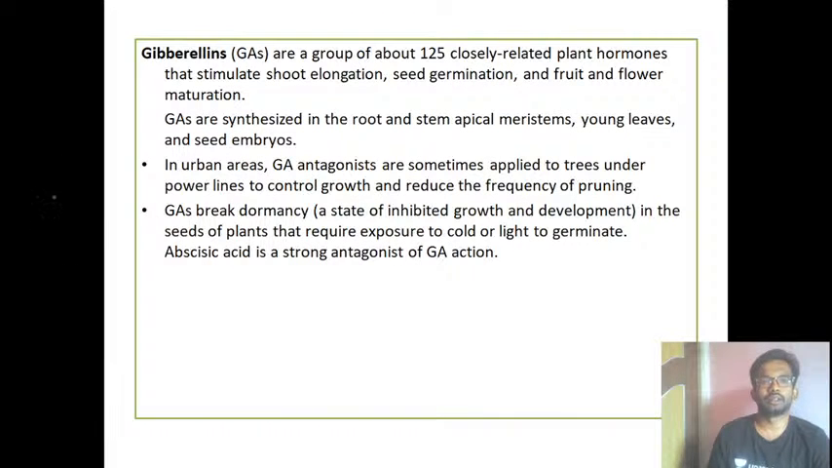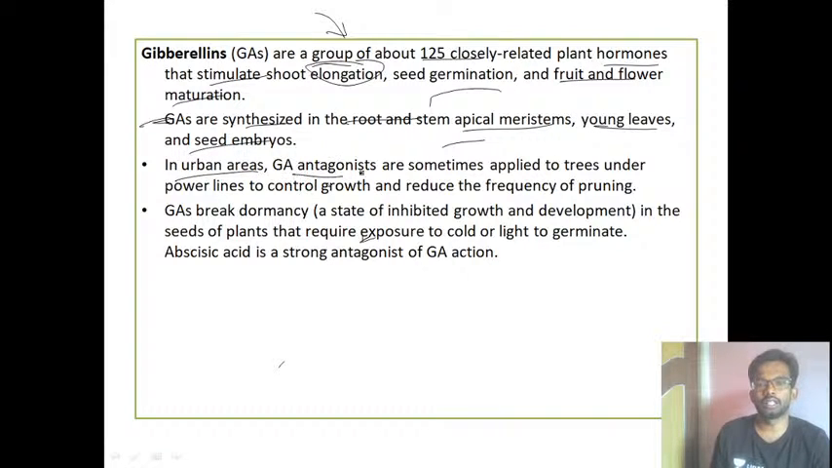Okay, gibberellin. What do you mean by gibberellin? Gibberellin is also a chemical substance that we call a hormone. It is a group of 125 closely related plant hormones. It is a plant hormone that stimulates shoot elongation. Gibberellin helps in shoot elongation, seed germination, and fruit and flower maturation. So GAs are synthesized in root, stem, apical meristem, young leaves, seeds and embryo.